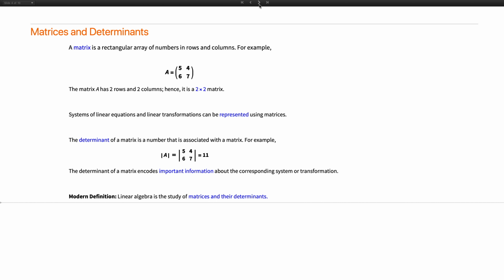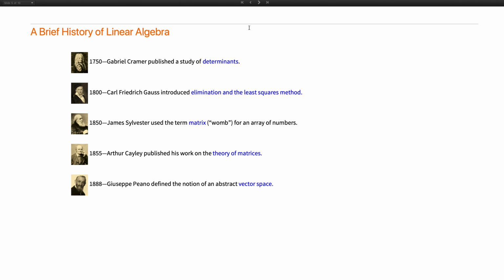Now, of course, there's a long history behind this subject, but let me just give you a brief history of the subject of linear algebra as it relates to this course. The Chinese and other civilizations knew about linear algebra, but to me, the course has history going back to roughly 1750 when Gabriel Cramer published a study of determinants. In fact, he published a rule for solving systems of equations. And a little later, 1800, the famous German mathematician Carl Gauss talked about elimination to solve equations and the least squares method, which we'll talk about later in the course.